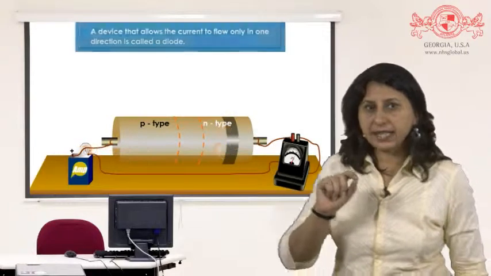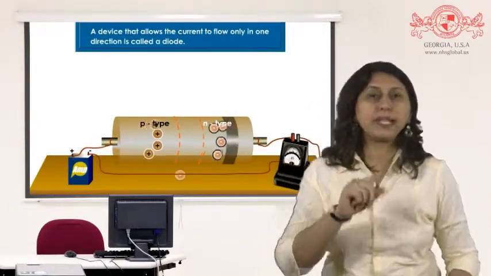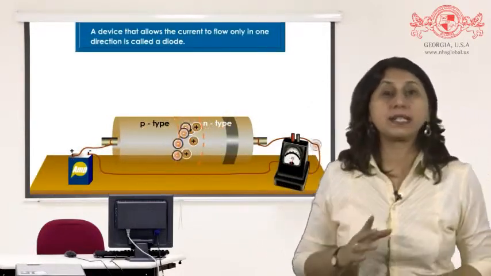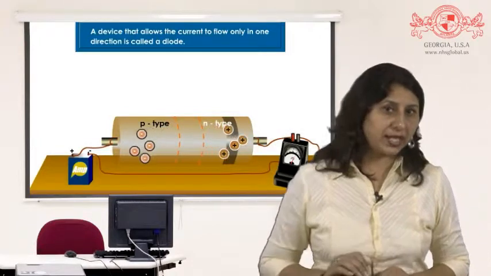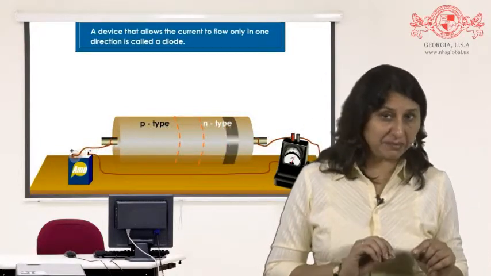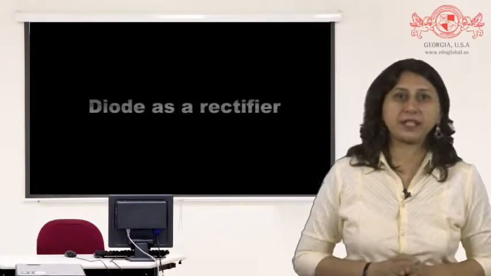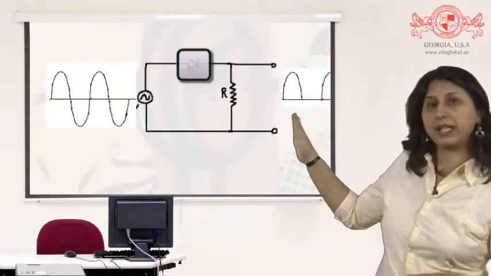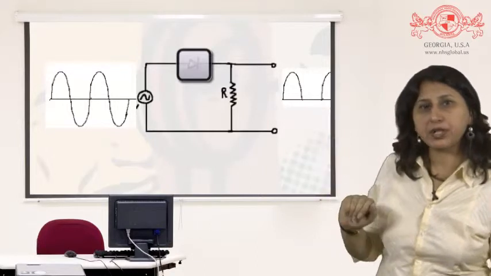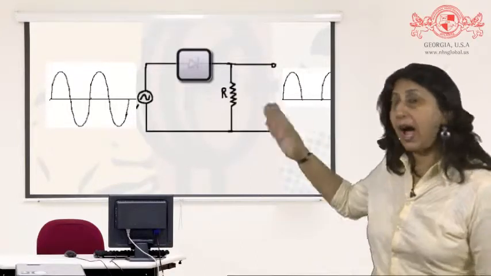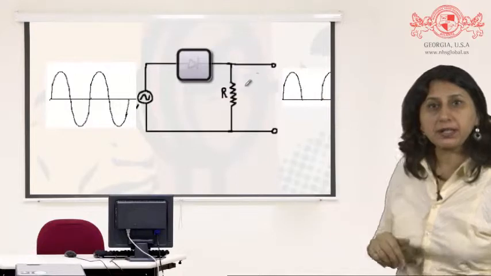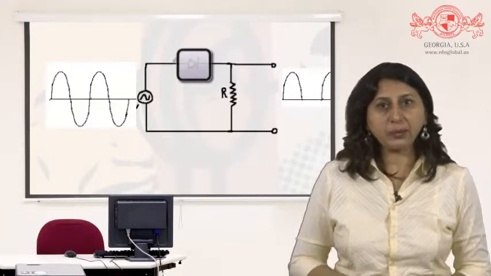A device that allows the current to flow only in one direction is called a diode. So you see that a p-n junction can be described as a diode. Diode as a rectifier. You can see on the screen a sine wave as the input, but at the output half the wave has disappeared. We get only one half of the wave.